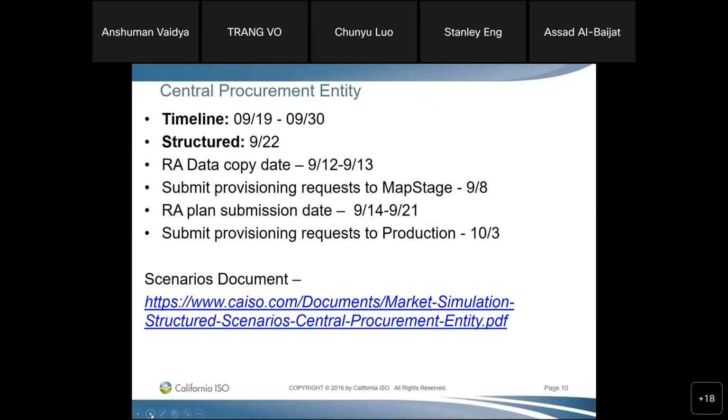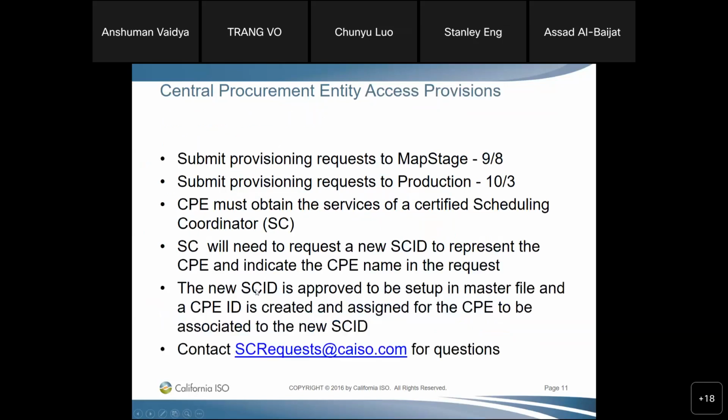All right, moving on. A few more information regarding the production deployment. As I mentioned earlier, we'll be opening provisioning request productions on the 3rd of October. And for CPE, you must obtain the services of a certified scheduling coordinator. SEs will need to request a new SE ID to represent CPE and indicate the CPE name in the request. The new SCID is approved to be set up in master file, and a CPID is created and assigned for CPE to be associated to the new SCID. And of course, you can contact serequest@kaiser.com if you have any further questions.